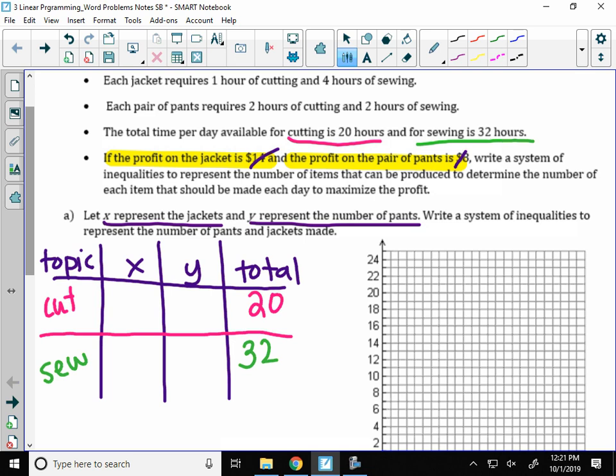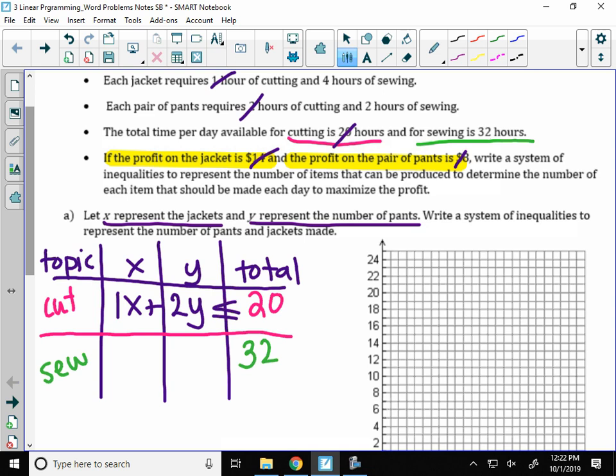All right, let's go back to the cutting fabric part. X was jackets. How long do they get to cut out a jacket? 1 hour. So I'm going to do 1x here in this first box. And how long does it take to cut out a pair of pants? 2 hours. So we did plus 2y. And what inequality symbol was going here with the 20? Less than or equal, because I can't use more than 20 hours. Good. One equation is done.